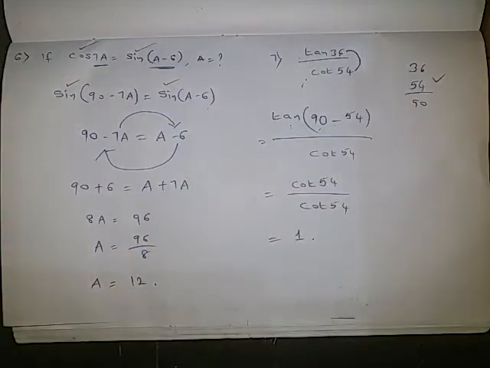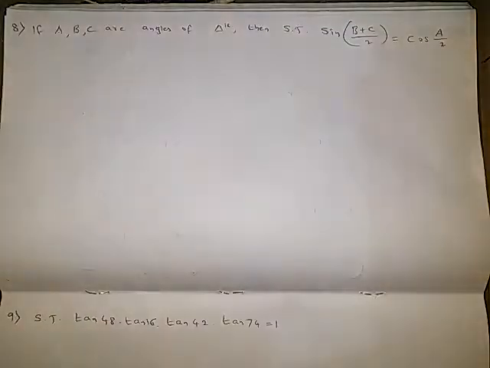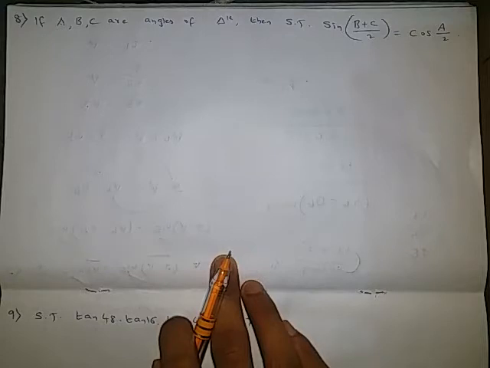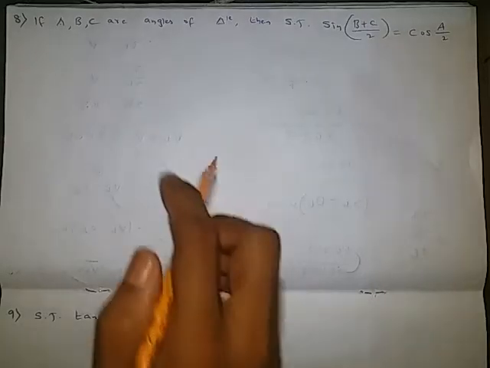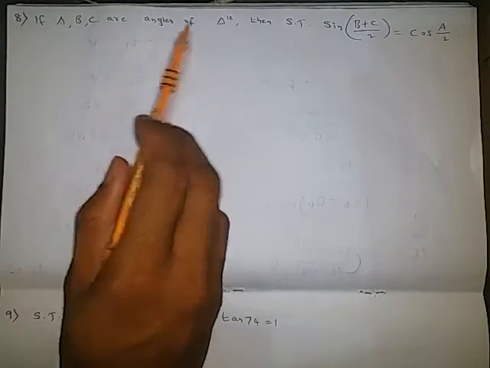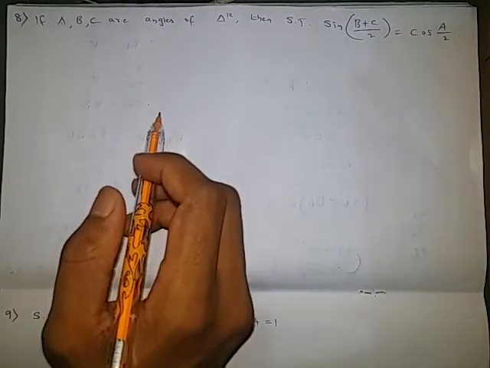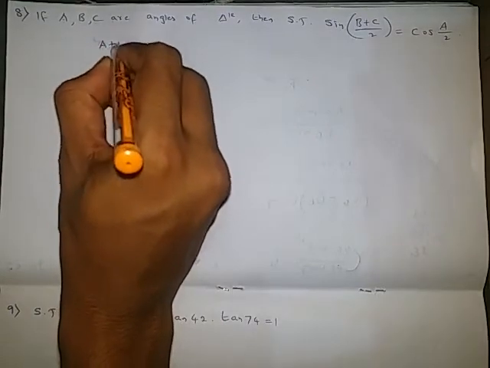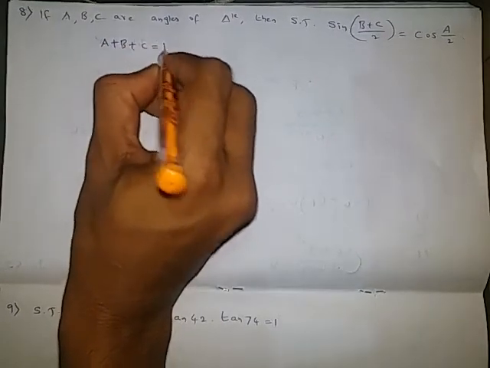Okay, now let's move to the next question. This is one of the very important questions. If A, B, C are angles of a triangle, then show that sine of (B plus C) by 2 is equal to cos A by 2. Now he clearly mentioned that A, B, C are angles of a triangle. So the sum of all the angles in a triangle is 180 degrees. So it means A plus B plus C is equal to 180 degrees.